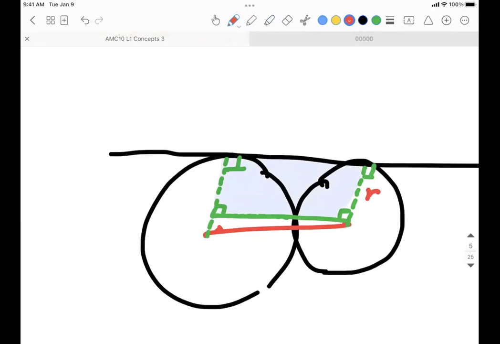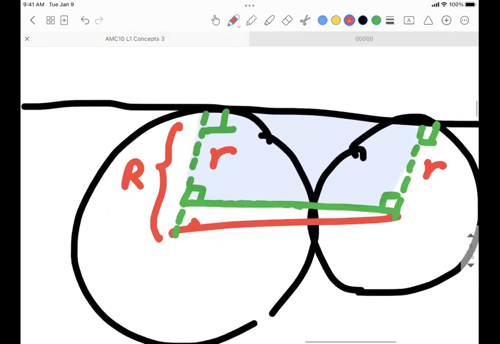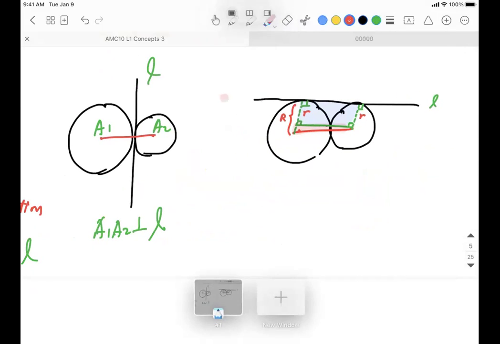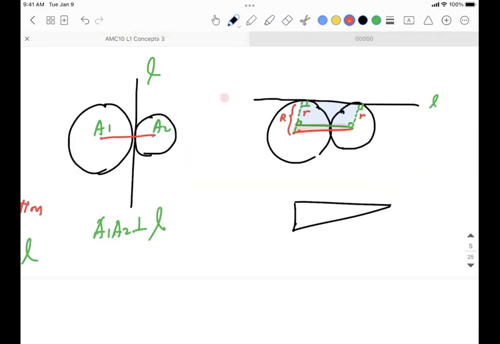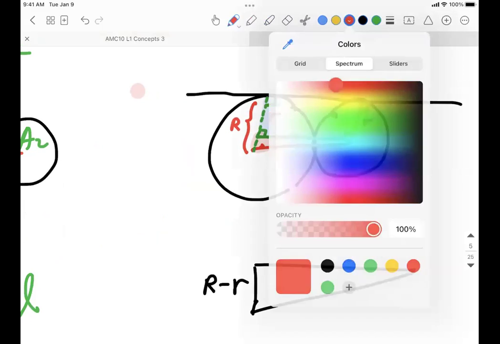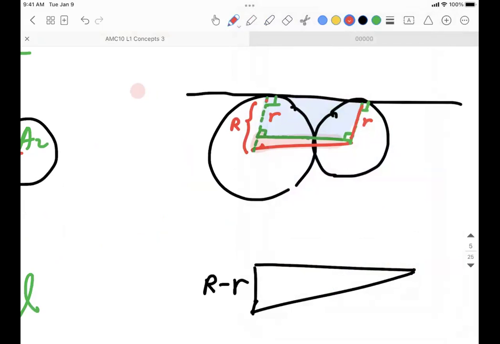If this is small r, this is big R, this is small r. So let's try to focus on this black triangle. Maybe I'll change it to red to make it more conspicuous. I'm going to drag it out, okay? So I know this part is big R minus small r, right? Because this is R, this is R. I'm going to change the color to yellow to make it easy. So this part here is big R minus small r.